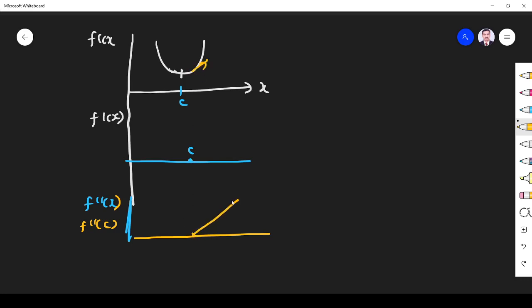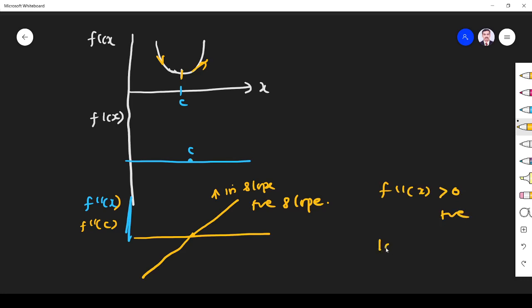f double dash of c will give a slope like this, right? Before c, you see the slope is decreasing, so it will be coming like this. So ultimately it is an increasing slope, or positive slope. Fine. So from this we can understand, if f double dash of x is greater than 0 or positive, then it is a minima.